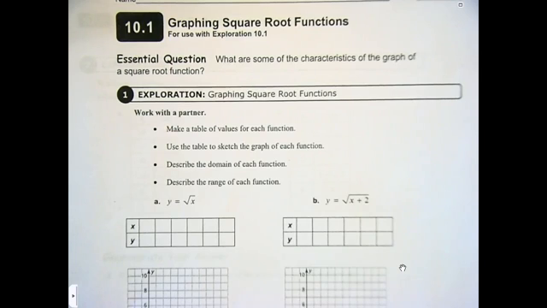First thing that we need to do in order to graph square root functions, make a table of values for each function. Okay? So I want you to pick some values for x. Go ahead and solve for y, and that's going to help you graph it there. No graphing calculators used on this, please, unless you're just calculating square roots.